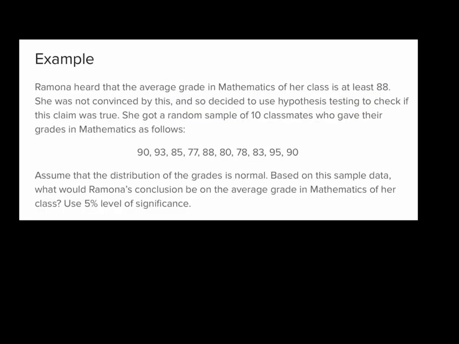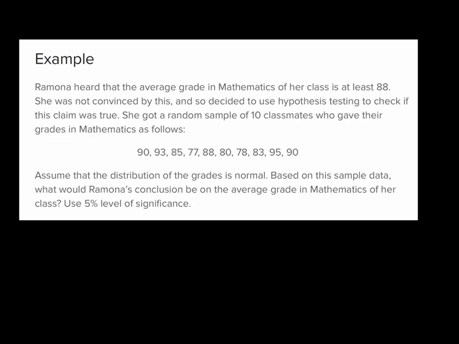Let us consider the following. Ramona heard that the average grade in mathematics of her class is at least 88. She was not convinced by this, and so she decided to use hypothesis testing to check if this claim was true. She got a random sample of 10 classmates who gave their grades in mathematics as follows. Now let us assume that the distribution of the grades is normal. Based on the sample data, what would Ramona's conclusion be on the average grade in mathematics of her class? Use a 5% level of significance.